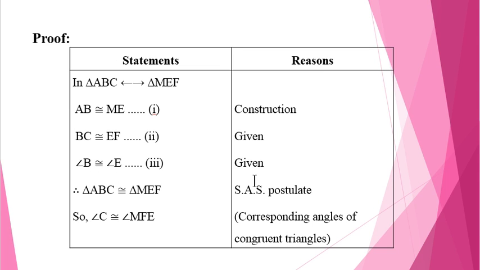It is also given to us. Now out of 6, the three things are congruent. It means the two sides and one angle. So if the three things are congruent, it means the triangles are also congruent. Hence we are writing the triangle ABC is congruent to the triangle MEF, by the side angle side postulate. It means we are using two sides and one angle postulate.